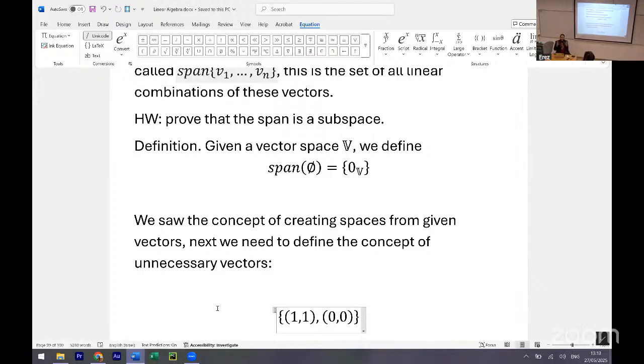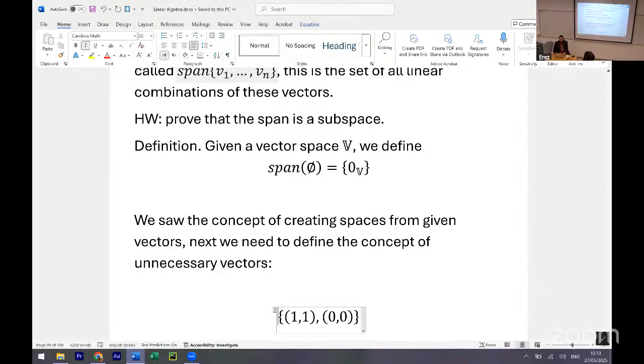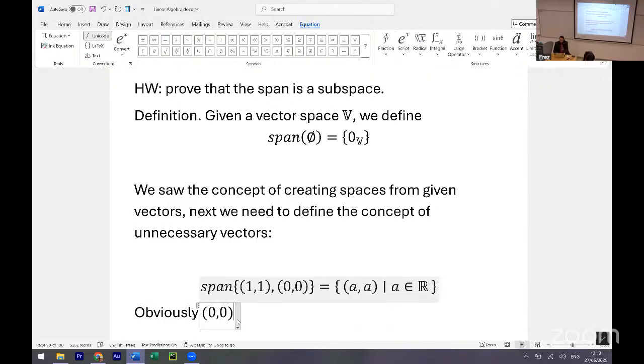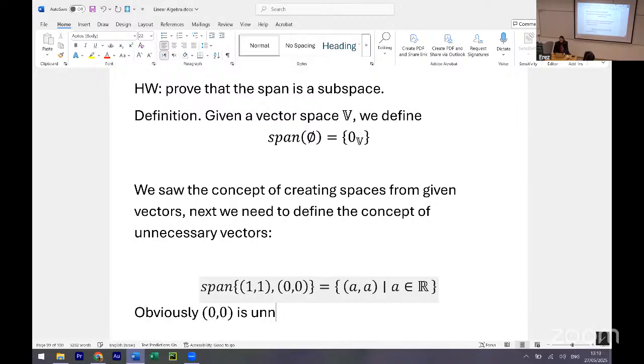What does this set create? What is the span of this set? It's a line, the line of all elements a times the vector, such that a is a real number. Who is unnecessary here? 0, 0. Yes, obviously, 0, 0 is unnecessary. Yes. Okay.